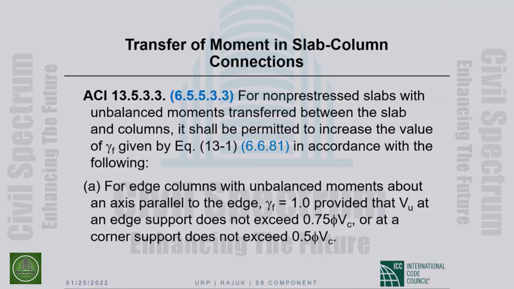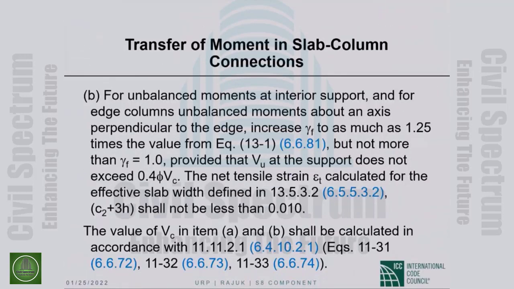This is great flexibility, because if 100% of the unbalanced moment is transferred by flexure, there is no unbalanced moment to be transferred by shear. Yeah. So when it comes to shear design, we are so much better off. If it is an interior column or an exterior column, but the bending now is parallel to the edge. So an interior column or an edge column where the bending is parallel to the edge, now gamma sub f cannot be increased all the way to 1, but it can be increased to 125% of the calculated value of gamma sub f.